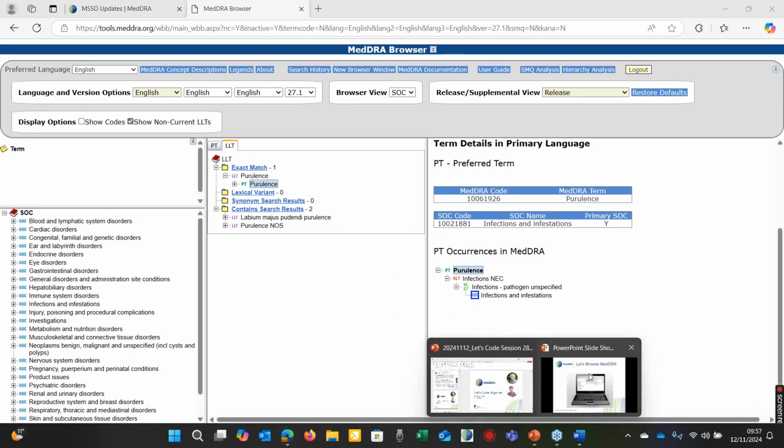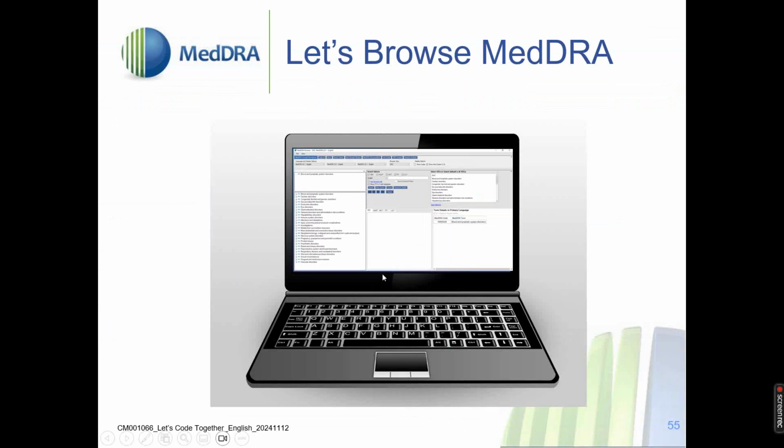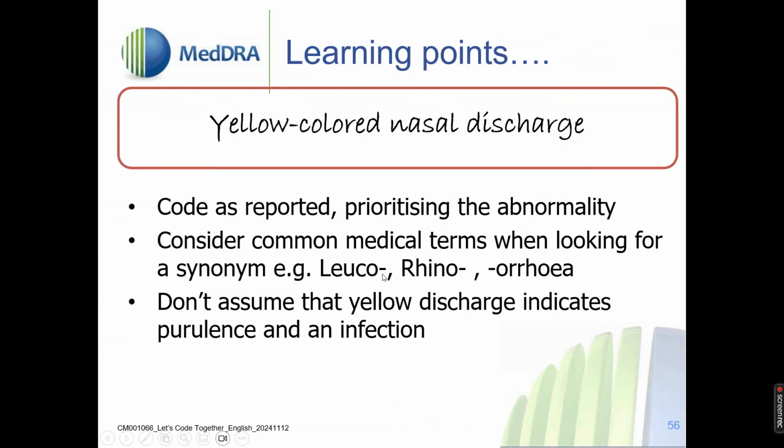So let's go back to where we were. You might think, why are you going through all this? That's not what's reported. I just want to emphasize, and it's a chance to show you what terms are in MedDRA. We always prioritize the abnormality. So we wouldn't code it just to the fact it's a discharge. We want to capture both the discharge and the site of the nose.